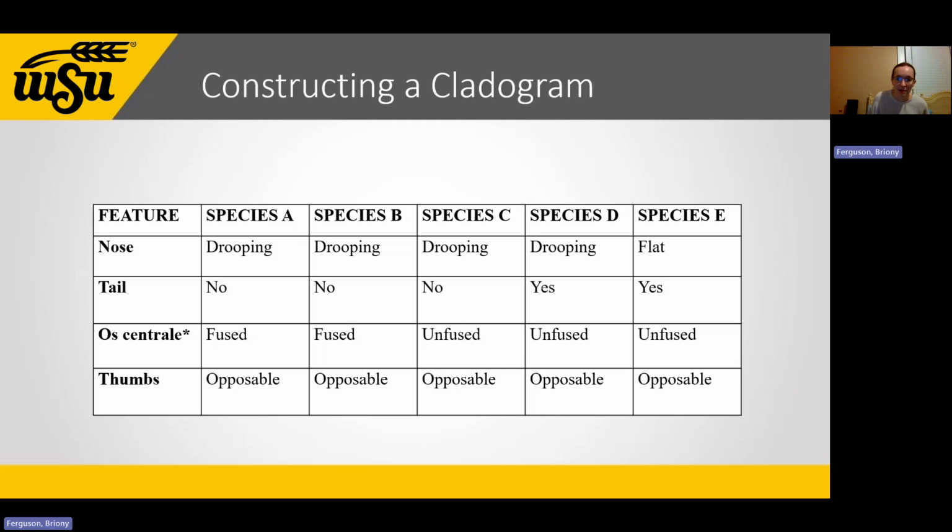All right, if we look at this table, then you can see that the only trait that every single one of these species shares is opposable thumbs. So that's going to become our primitive trait. As we move up, you can see that drooping noses are the second most shared. So that will be our next branch.